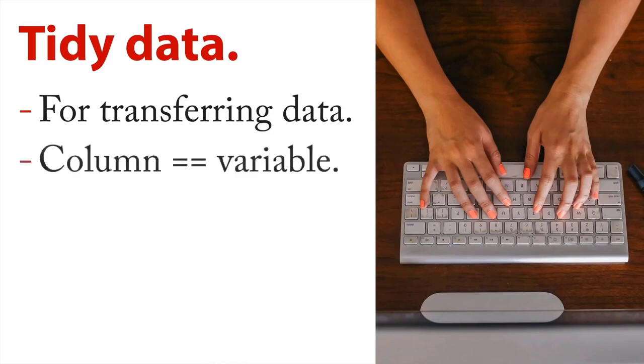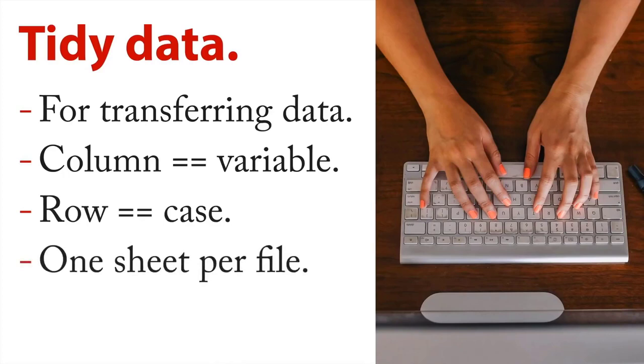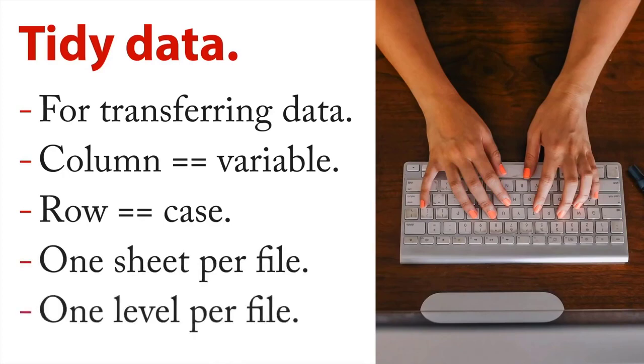Number one, what you want to do is have a column be equivalent to a variable. Columns, variables, they are the same thing. And then rows are exactly the same thing as cases. Then you have one sheet per file, and then you have one level of measurement, say individual, then organization, then state, per file. Again, this is undoing some of the flexibility that's inherent in spreadsheets, but it makes it really easy to move the data from one program to another.